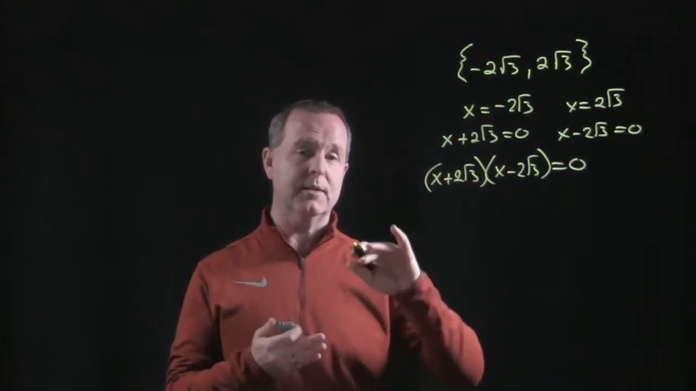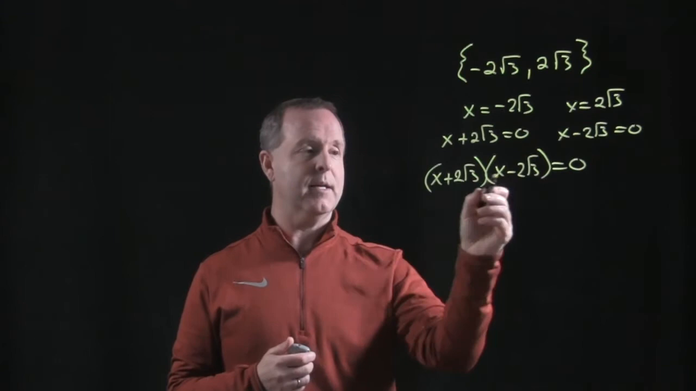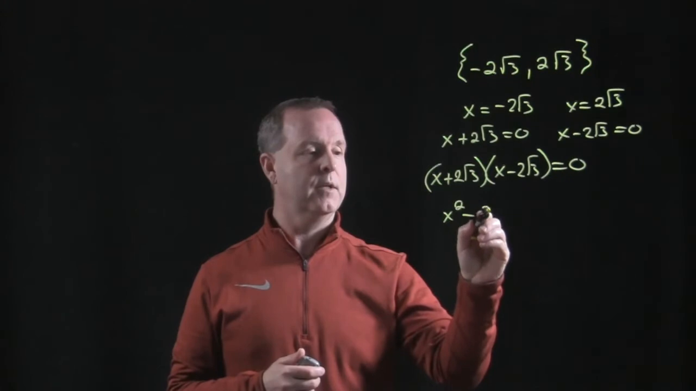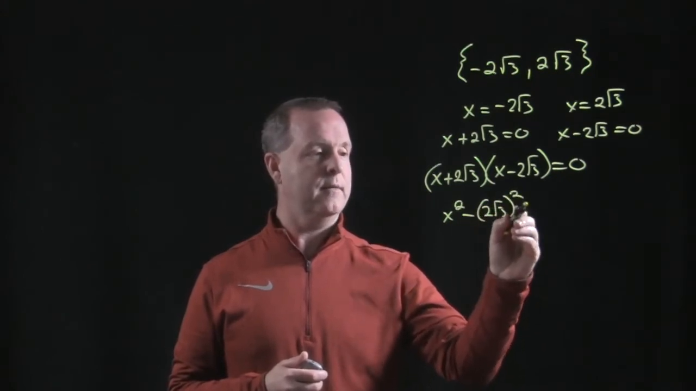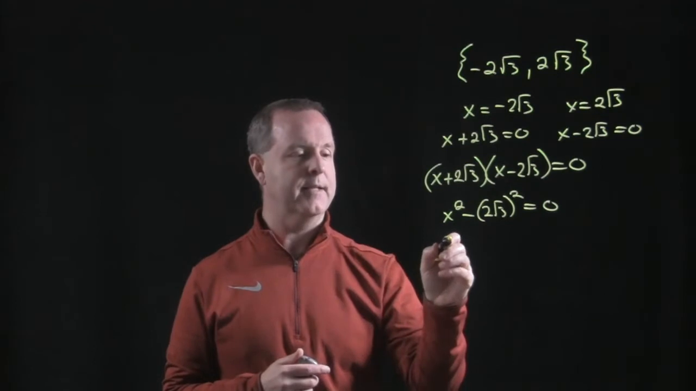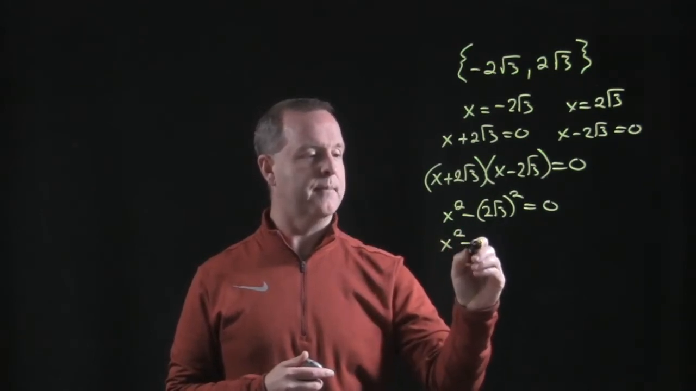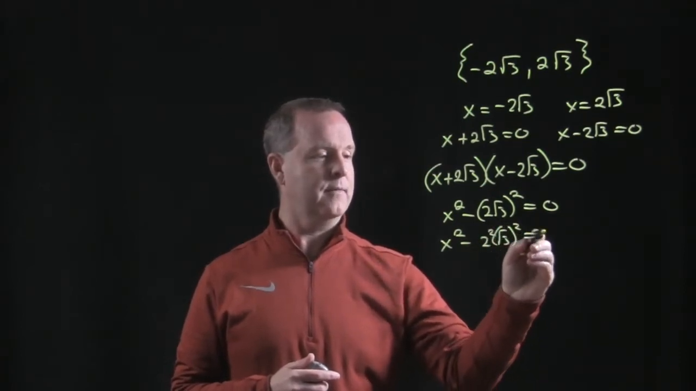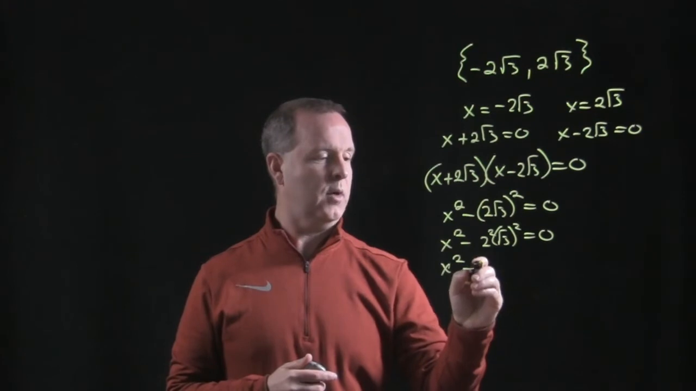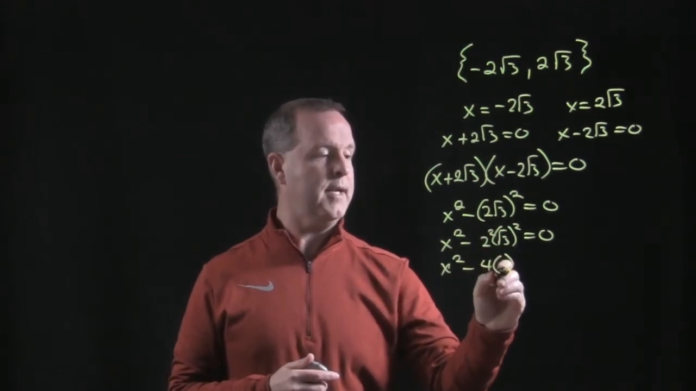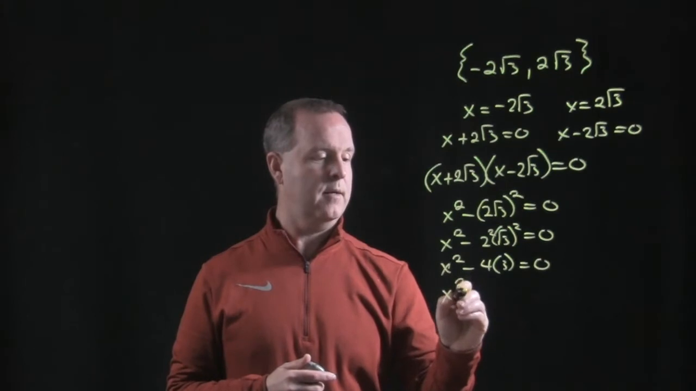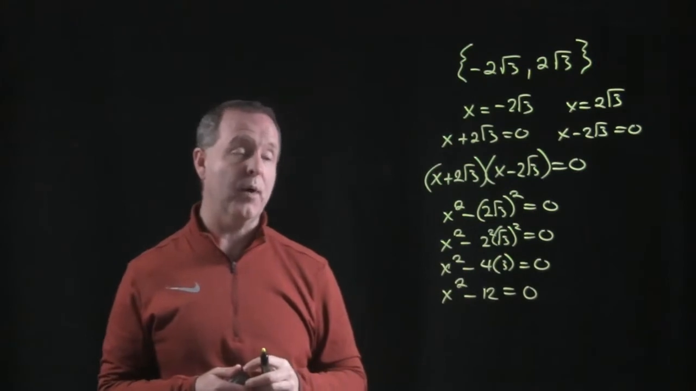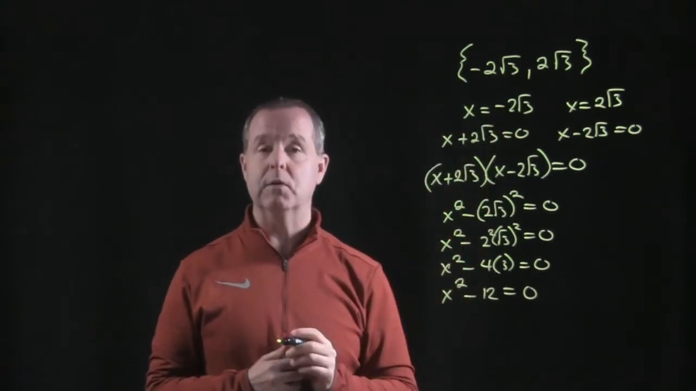I notice it's the result of a difference of two squares. So this becomes x squared minus this term squared, which is 2√3 squared. I can clean that up a little bit. That's x squared minus 2 squared times √3 squared. 2 squared is 4. Root 3 squared is 3. So I have x squared minus 12 equals 0. And that's one possible equation or function that produced those two solutions.